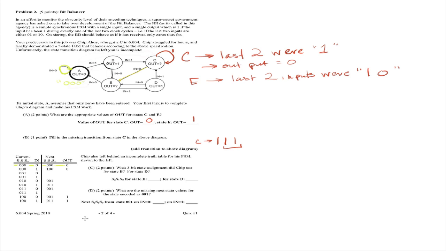Okay? Now, so if 0, 0, 0, so that's state A, has a 1 on the input, then it goes to state 1, 0, 0. So a 1 from state A. So this one, state B, must be 1, 0, 0.